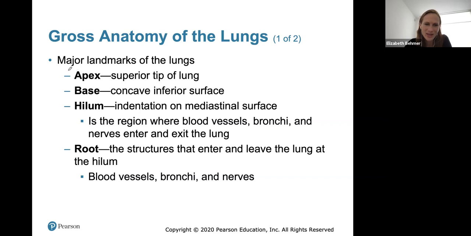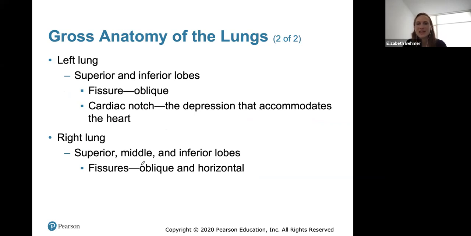So you should know well these structures and what they signify. And I'll let you read through those on your own. The left lung, again, the amounts of lobes, it has just two, superior and inferior. It does have the cardiac notch, which is the depression that accommodates the heart. And the right lung has 3 lobes with different fissures.